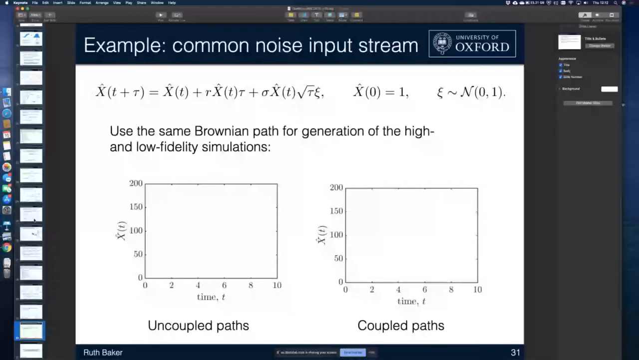Sorry, I'm going to try and share my screen again so I can put it back on. Here we go. Where is it?